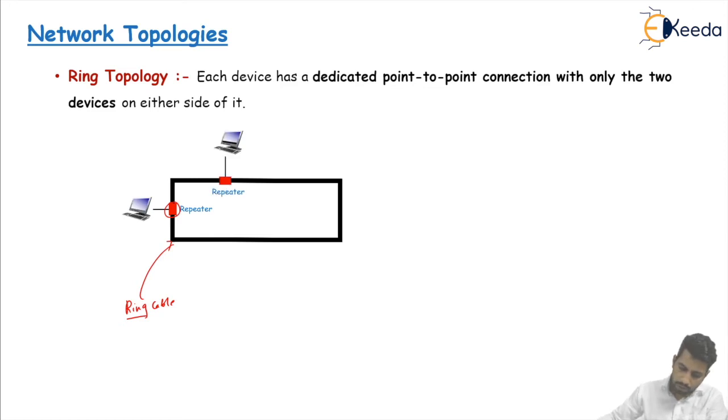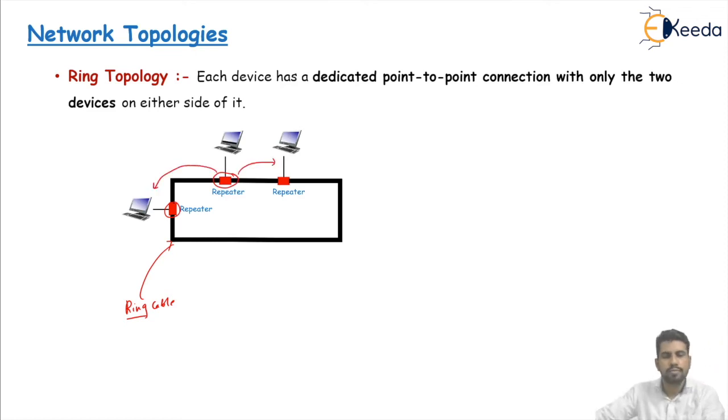Now here we see this device is only connected with its neighbors on either side. Each device has a dedicated point-to-point connection with only the two devices on either side of it. The device will communicate only with its neighbors, the left side as well as the right side. The node does not know how long the ring is, or how many devices are part of the ring topology network. It does not care about that. It only communicates with its neighbors.